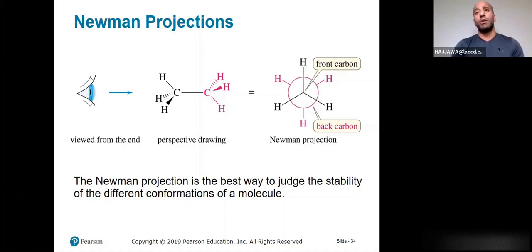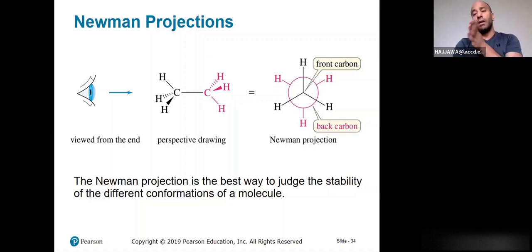Conformations of alkanes. This part in chapter 3 talks about how to view the stability of alkanes using a known projection that is called Newman projection. This Newman projection takes practice to be able to draw for any compound that we're going to be dealing with. And that compound is an alkane structure.